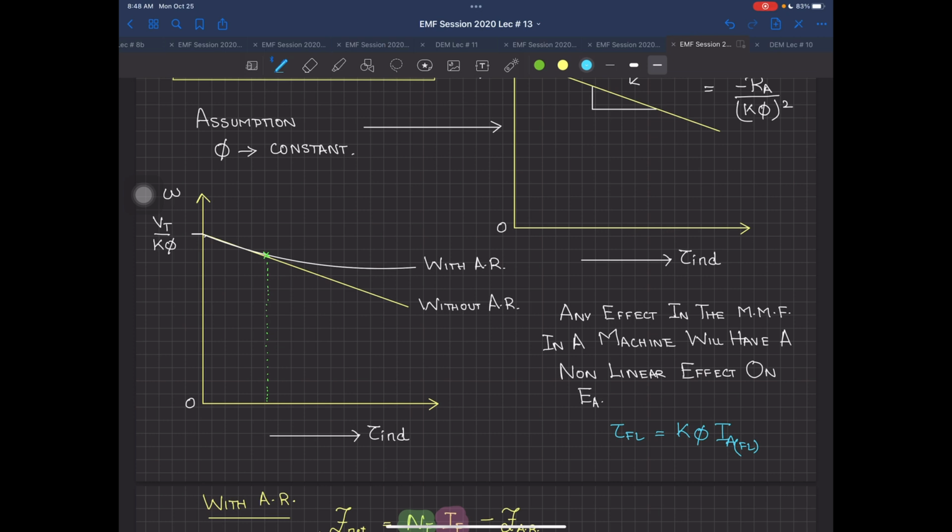So this means when you want to find out the torque, you need to find out flux phi, you need to find out K, and put in IA as 3.5 amperes. That will be the full load torque over there.